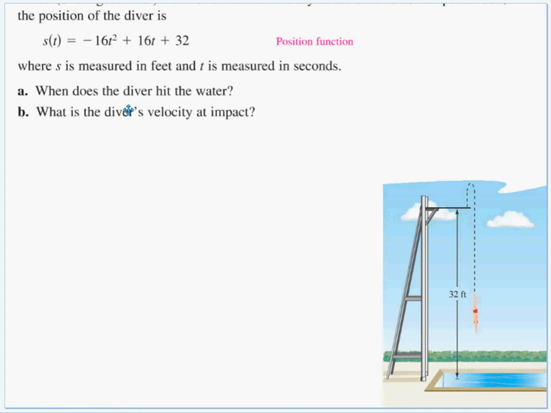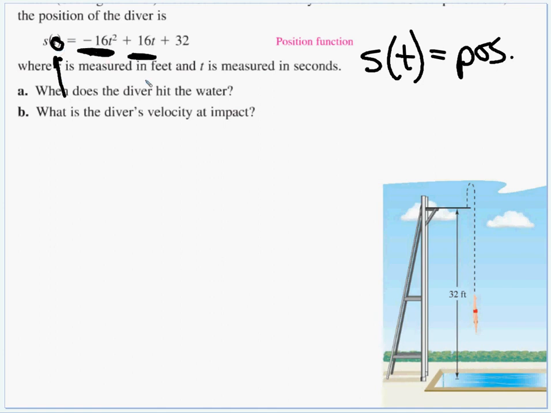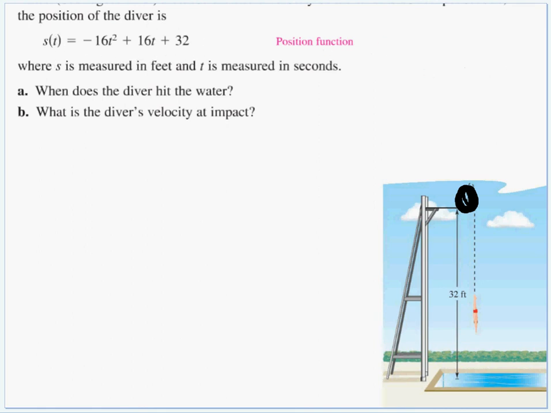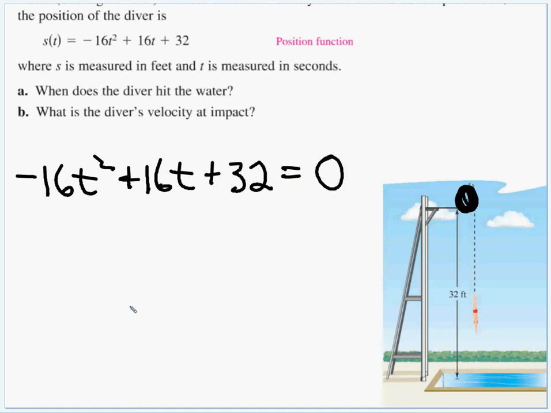A, when does the diver hit the water? Or how could we determine when the diver hits the water? Remember, s of t is our position, or in this case, our height above the water. If I put a 0 in for t, at time 0, the first term would be 0, the second term would be 0. We have 32. At time 0, we're at the top of the diving board, 32 feet above the water. So how do we figure out when we hit the water? We want to set position equal to 0, because when we hit the water, we are 0 feet above the water. So set it equal to 0.